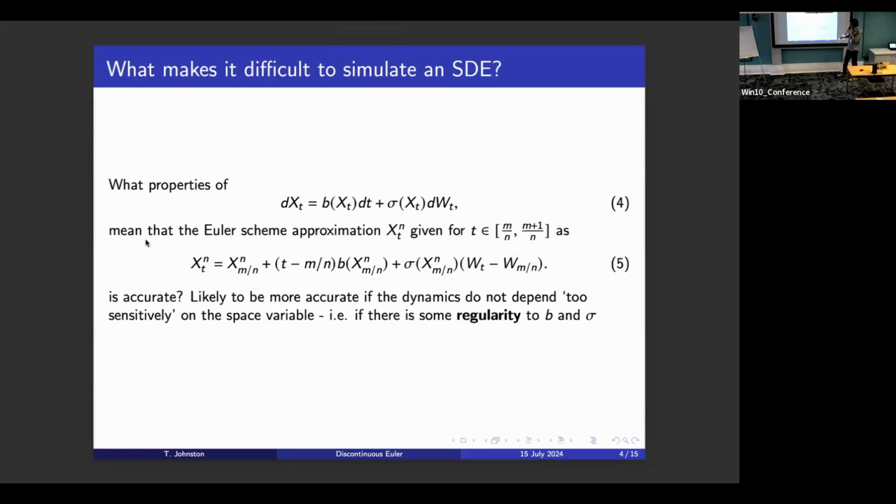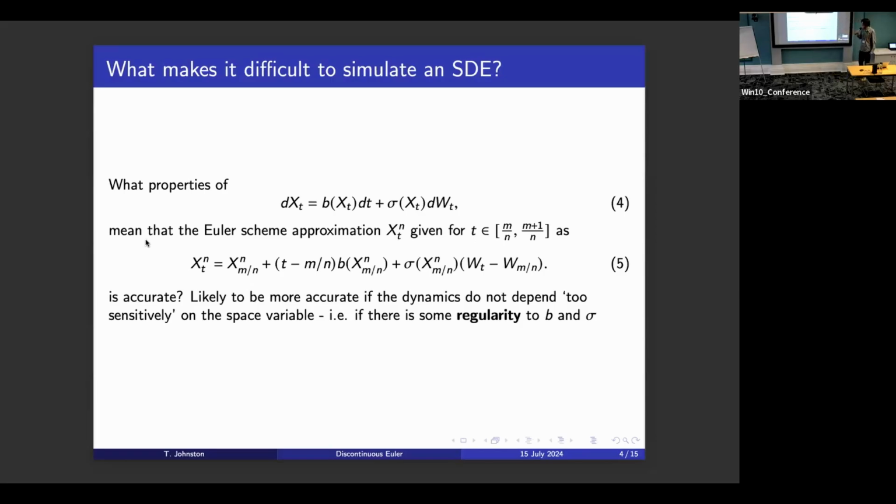So let's look at an SDE. We'll call the drift b, and we'll call the diffusion sigma. And let's look at the Euler scheme approximation. This is the most simple numerical approximation. Essentially, one splits the time index from 0 to infinity into intervals from 0 to 1/n, to 2/n, to 3/n, and so on. And one fixes the coefficients of the SDE at the start of each of these intervals.